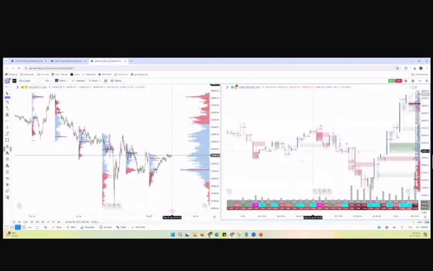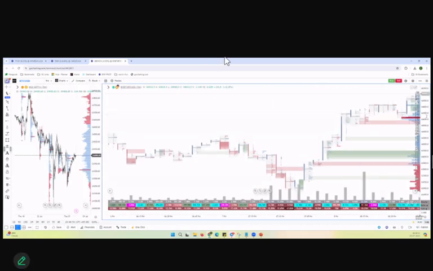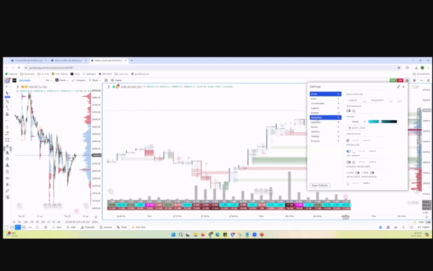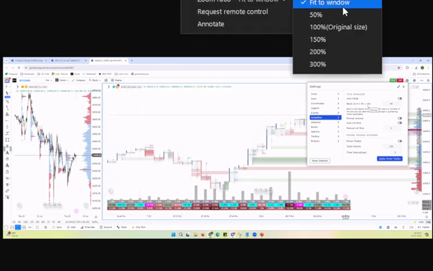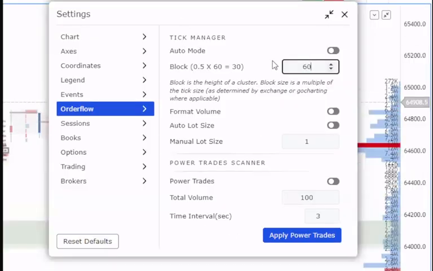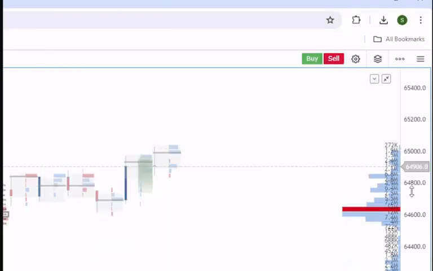Once you have this, this is BTC USD on Bybit, and the setting here is 40. It is at 5 minute candles. If I'm increasing the candle, I'll probably increase it. So basically 20 points in Bybit is my one cluster here, which is good. You can make it probably 60 if you want more information.